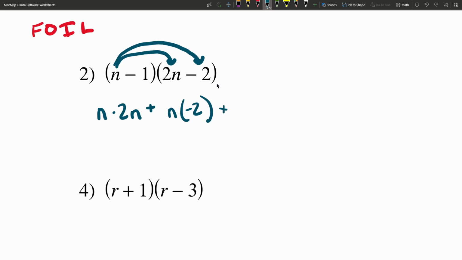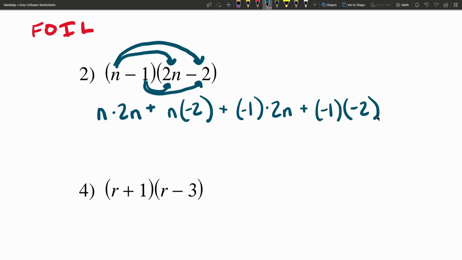And then we're going to add that to our inside terms. So 1 multiplied with 2n, but again, this 2n is positive and this 1 is negative. So that's going to be a negative 1 times the 2n. And then after those inside terms, we're going to do our last terms. 1 times 2, and look, it's a negative 1 times a negative 2 since both are subtracted. So we're going to add a negative 1 times a negative 2.